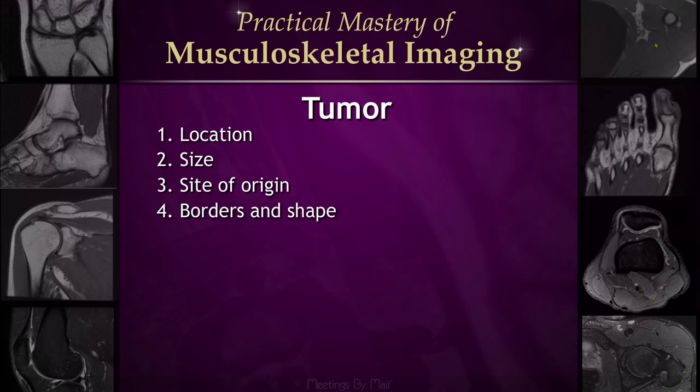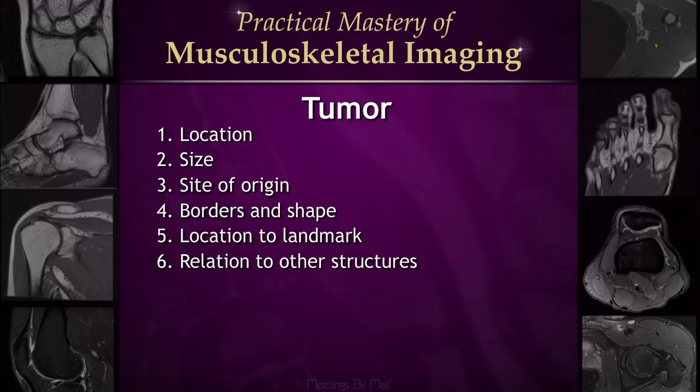Borders and shape. Sarcomas often are well defined, so you cannot count on the shape. It is important to describe the shape, but you can't decide whether it's benign or malignant based on the shape. In fact, none of these findings are very reliable for benign versus malignant. We want to give a location relative to a landmark, and that's an external landmark that's palpable. Relation to other structures, and that's in case it's invading bone or surrounding an artery, for example.